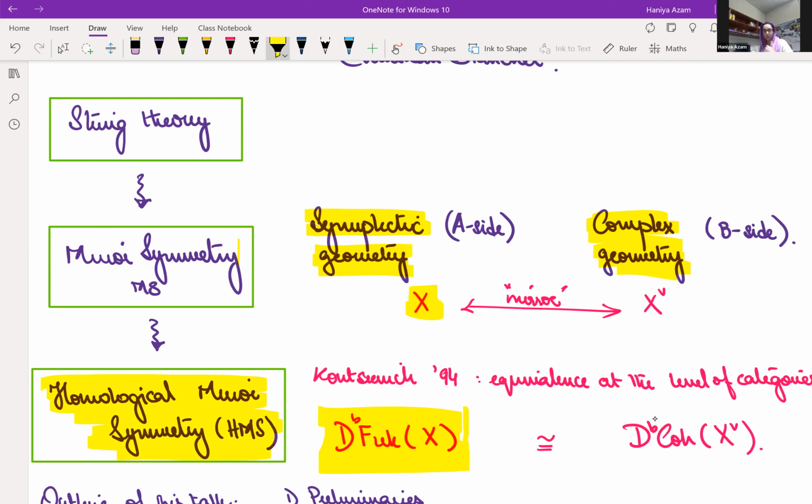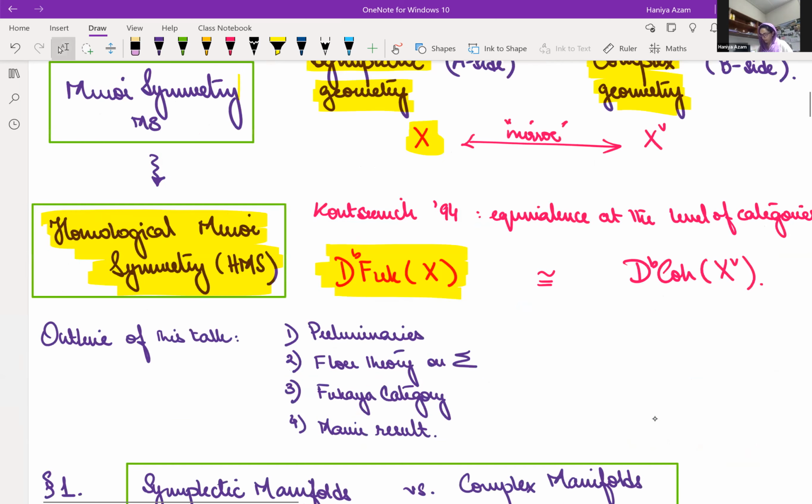It was called homological mirror symmetry because it's at the level of categories. What this means is that you have a category on the A side. Whatever this is, I'm going to explain what this is in this talk. This is the protagonist of the story. And this is equivalent to the category on the other side. So this one is the bounded derived Fukaya category on X, and this one is the bounded derived category of coherent sheaves on the mirror manifold. But I'm not going to talk about this one.